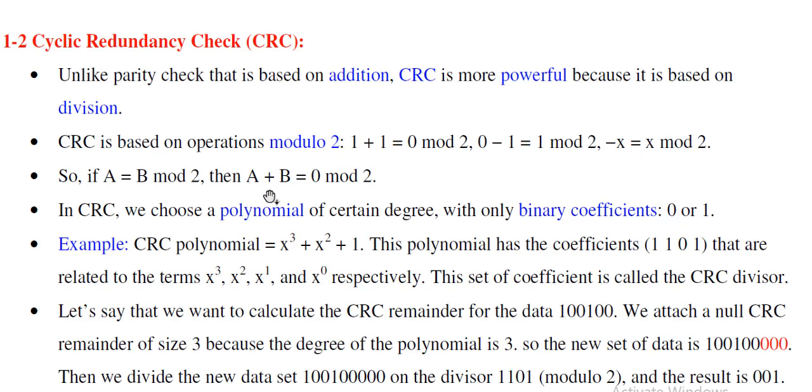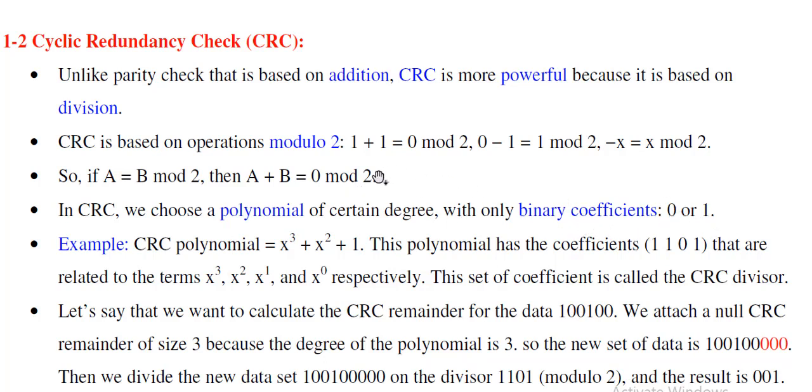The second technique is called the CRC, the cyclic redundancy check. This technique is not based on addition or on counting, as we have seen in the parity check. This technique is more powerful because it is based on division and the division of polynomials. Usually we use a polynomial as a divisor, and the coefficients are only 0 and 1.